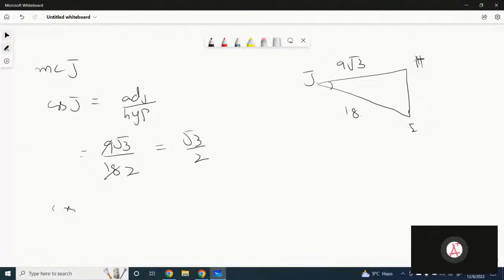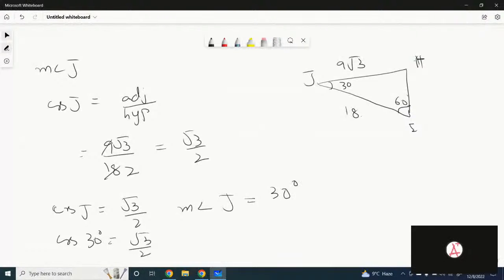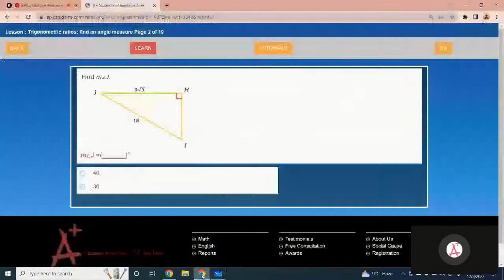You have to look at what angle J gives the value square root 3 over 2. It would be cos 30 degrees equals square root 3 over 2. So that means this is the 30, 60, 90 triangle. If this angle is 30 degrees, then that would be 60 degrees. So the measurement of angle J is 30 degrees. So the correct option is 30 degrees. Let's select the correct option, then click on the OK button.